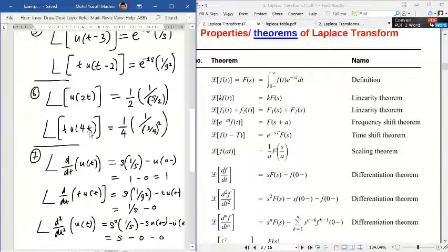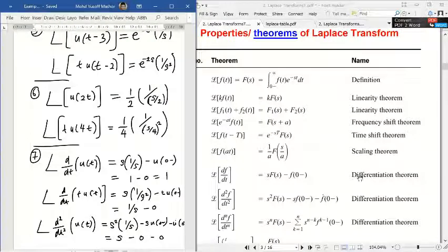Let's try another one: t u(4t). That means this is the ramp function, but the time is now 4t. The ramp function, you know, is 1 over s squared, but instead of s, you replace s with s divided by 4, and then squared. And outside you multiply by 1 divided by 4.